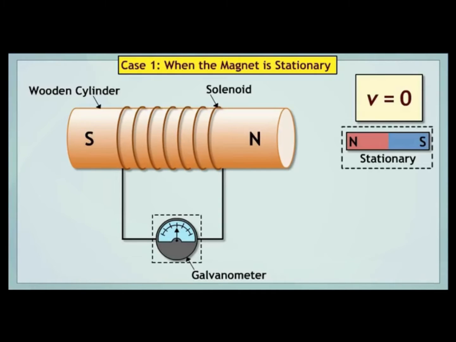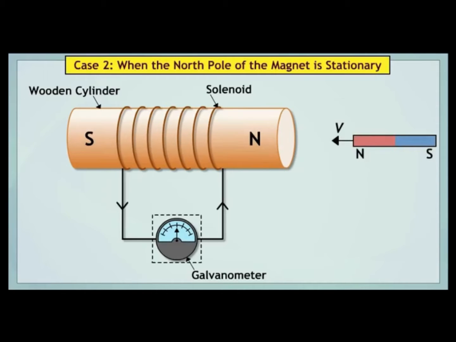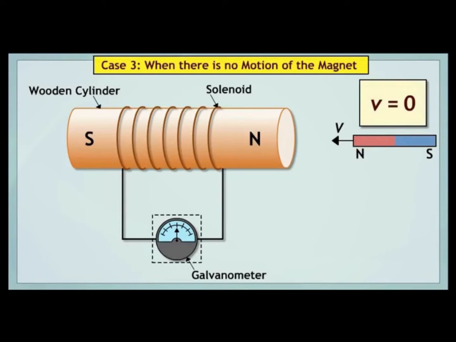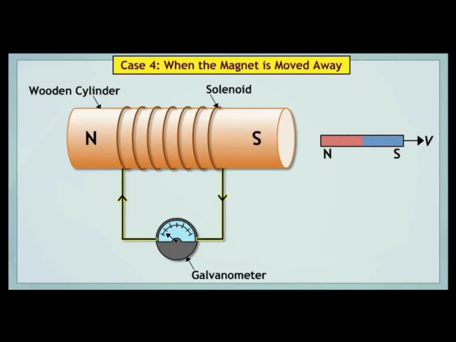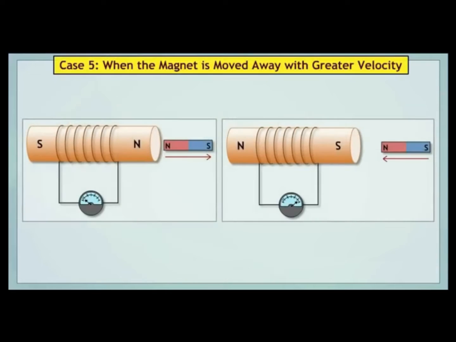The pointer of the galvanometer deflects toward the right when the north pole of the magnet is moved toward the solenoid. The galvanometer shows 0 reading when the motion of the magnet stops. This proves that as long as the magnet keeps moving, current flows in the solenoid. If the magnet is moved away from the solenoid, current flows in the opposite direction in the solenoid. Thus, the galvanometer deflects towards the left.